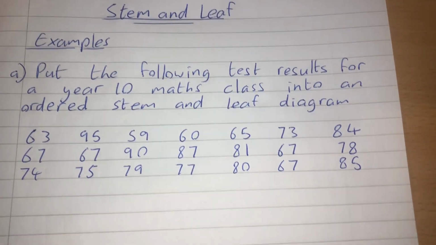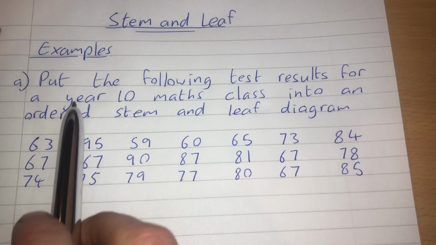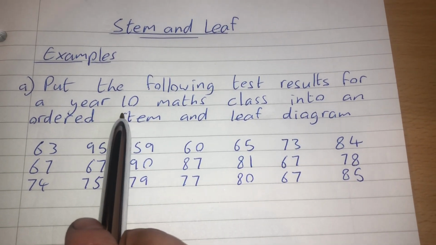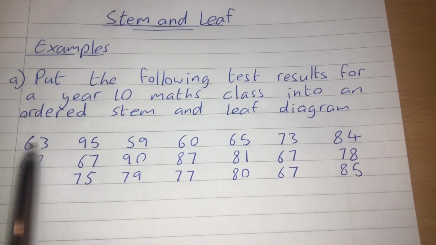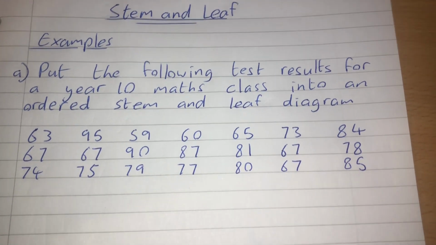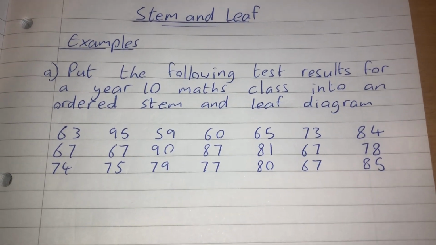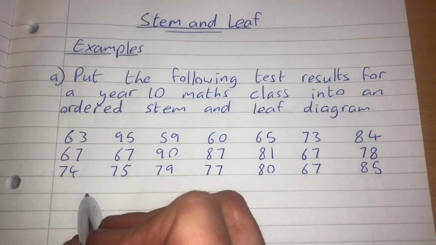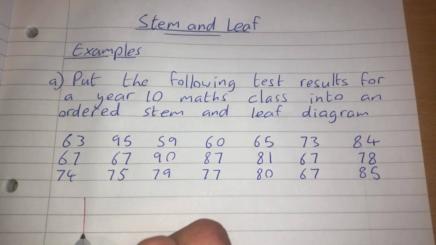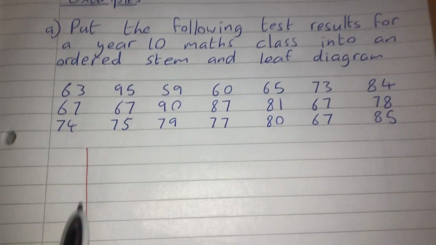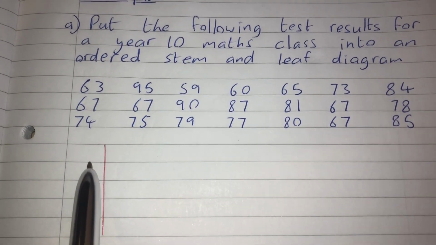If we look at the first example that we're going to tackle here, we have test results for a year 10 maths class. These are the pupils' results here. What we're going to do is put this into an ordered stem and leaf. Now, a stem and leaf diagram is simply a table, with this line separating the stem from the leaf.